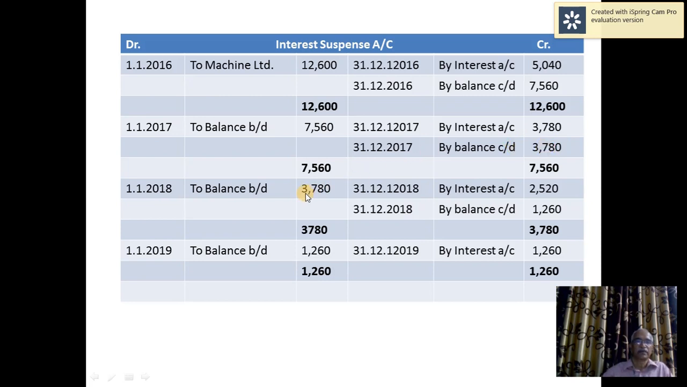Now next, third year beginning 3,780, of that 2,520 is transferred to interest account, so the balance is 1,260. And in the last year the balance at the beginning is 1,260, and interest of last year is transferred to interest account from interest suspense account. Now there is absolutely no balance in interest suspense account.